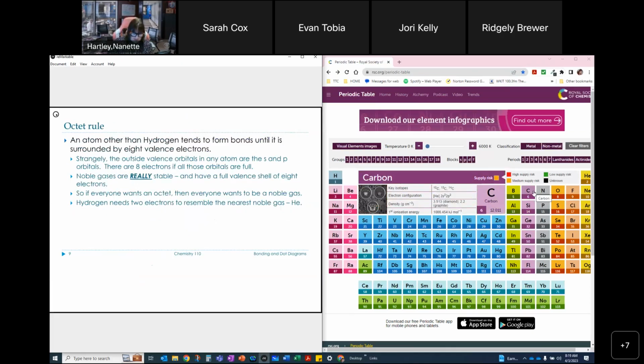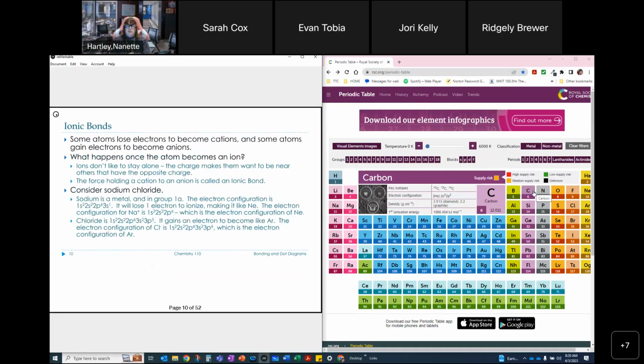We talked about the octet rule, having those 8 electrons that we're looking for. So full s, full p, 8 electrons. Again, with ionic bonds, we lose or gain electrons to be like the nearest noble gas. Then the electrostatic charge generated because I've made an ion attracts those ions to each other. That's an ionic bond. Okay?